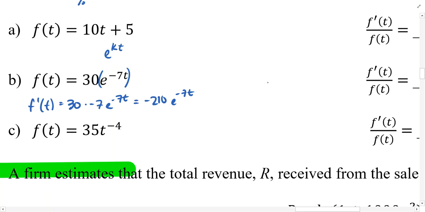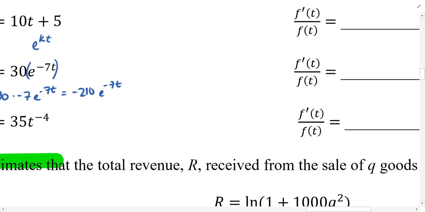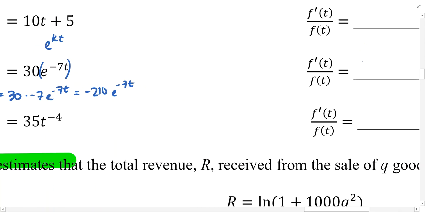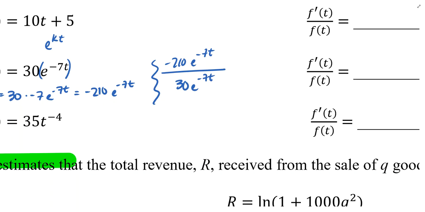That's our derivative function. So when we report the relative rate of change function, that would mean to take this derivative, negative 210 e to the negative 7t power, and divide it by the original function, 30 e to the negative 7t power. And this produces a pretty interesting result here, because e to the negative 7t power does cancel out, and the fraction negative 210 divided by 30 simplifies to equal negative 7. So our relative rate of change is negative 7.